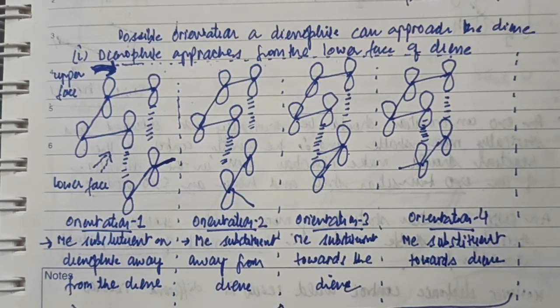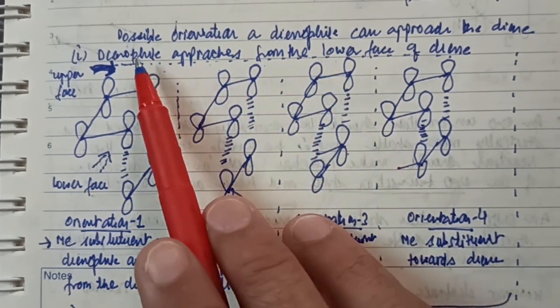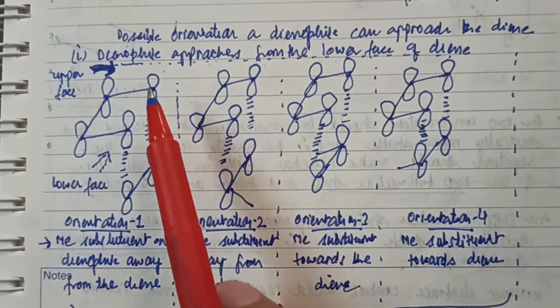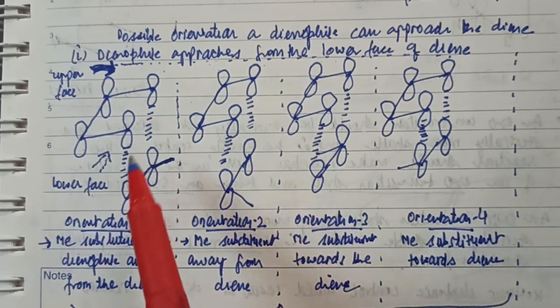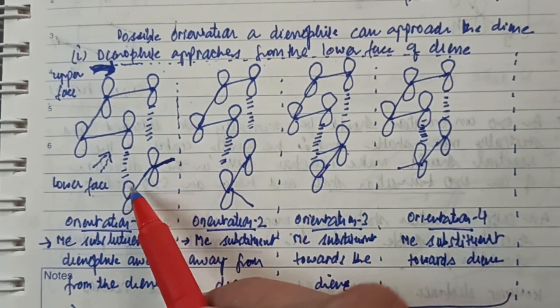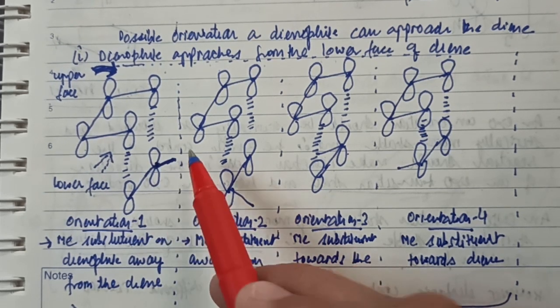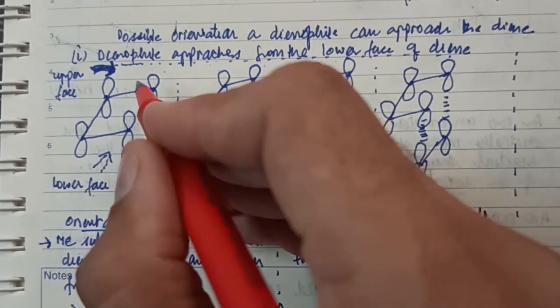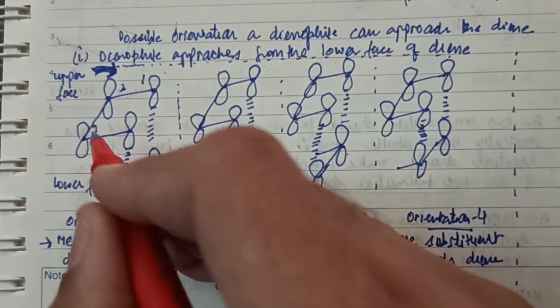The first assumption is, let's say, the dienophile approaches from the lower face. What possible orientations can this propene molecule assume with respect to this diene? First case: this is the C double bond C of the propene molecule, and this one is the methyl substituent. Now the first orientation is, let's say, first carbon atom, this is second, third and fourth.